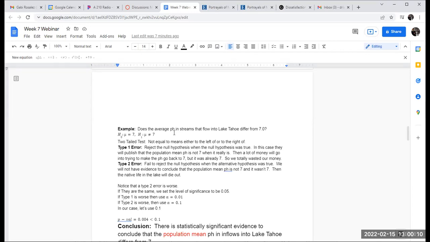And pH is one of the readings we do. So you've probably heard of pH. And one question you might ask is, does the average pH in streams that flow into Tahoe differ from 7? Right, 7 is neutral pH. And by the way, if it's much below 7, then it's acidic and that's bad. If it's much above 7, then it's basic and that's bad. So you want it to be pretty close to 7.